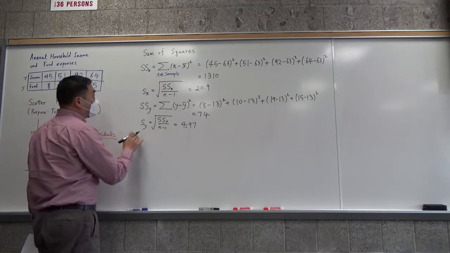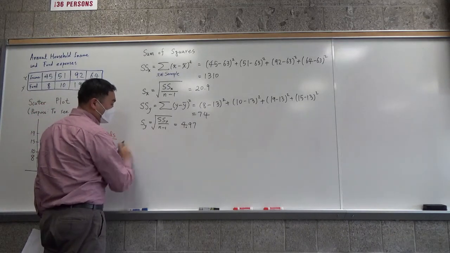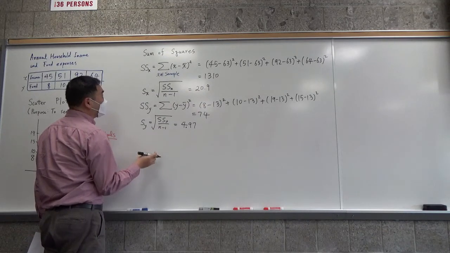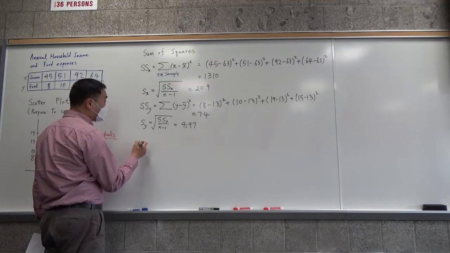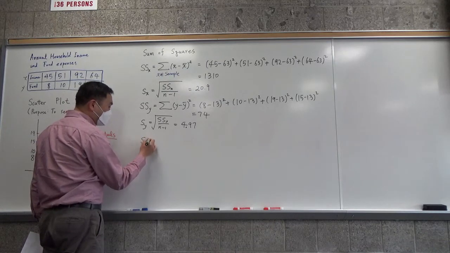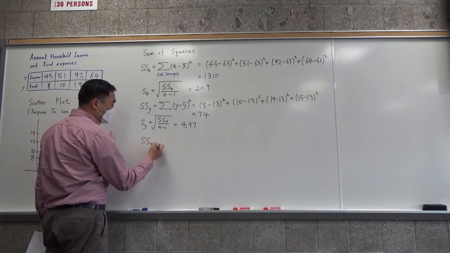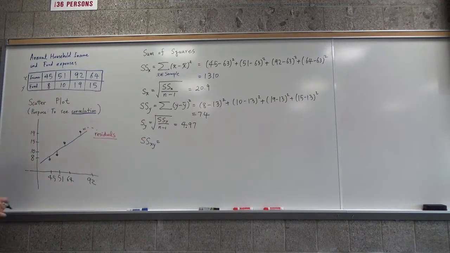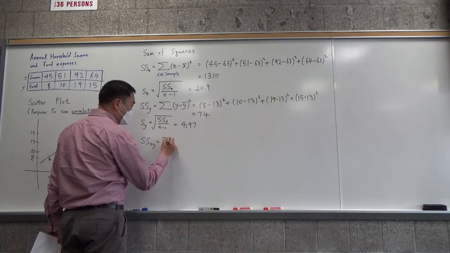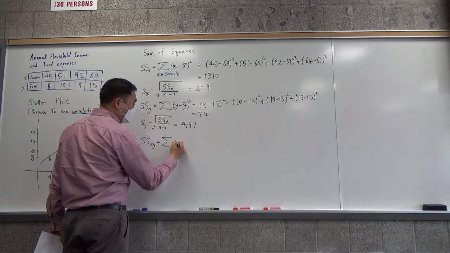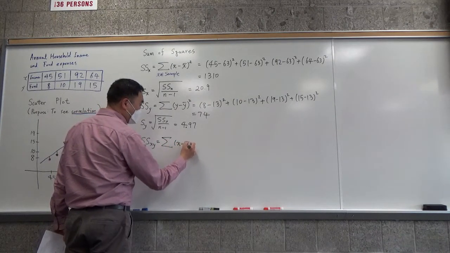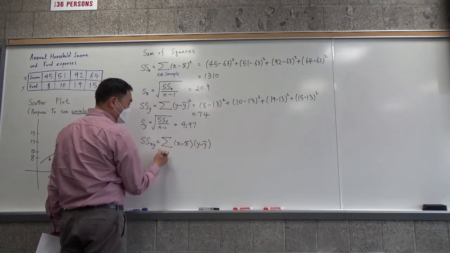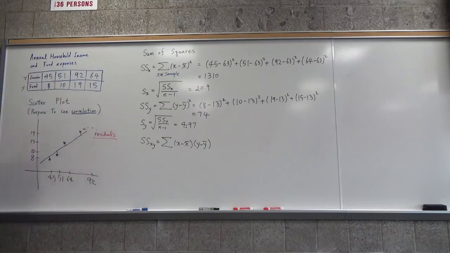And then, in addition to this, there is something related to covariance. There's something called SSXY, which we didn't learn. The definition of this is that you take x minus x bar times y minus y bar, and you add them up. That's called covariance.